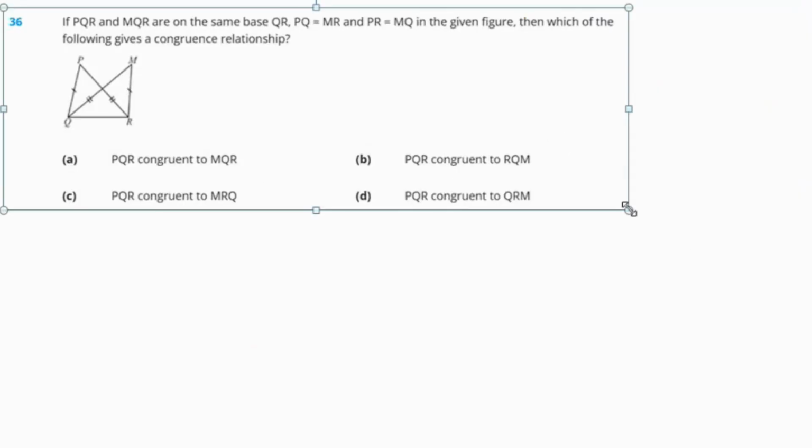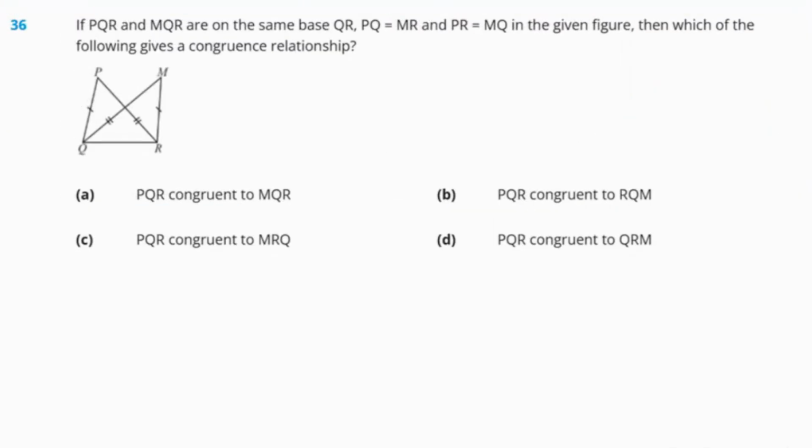Next question. In the next question, what is given to us? PQR and MQR are on the same base QR. Both are on the same base only. PQ and MR are equal, and PR and MQ are equal in the given figure. Which of the following gives a congruence relationship? Out of the given options, which option gives us the congruence relationship over here?